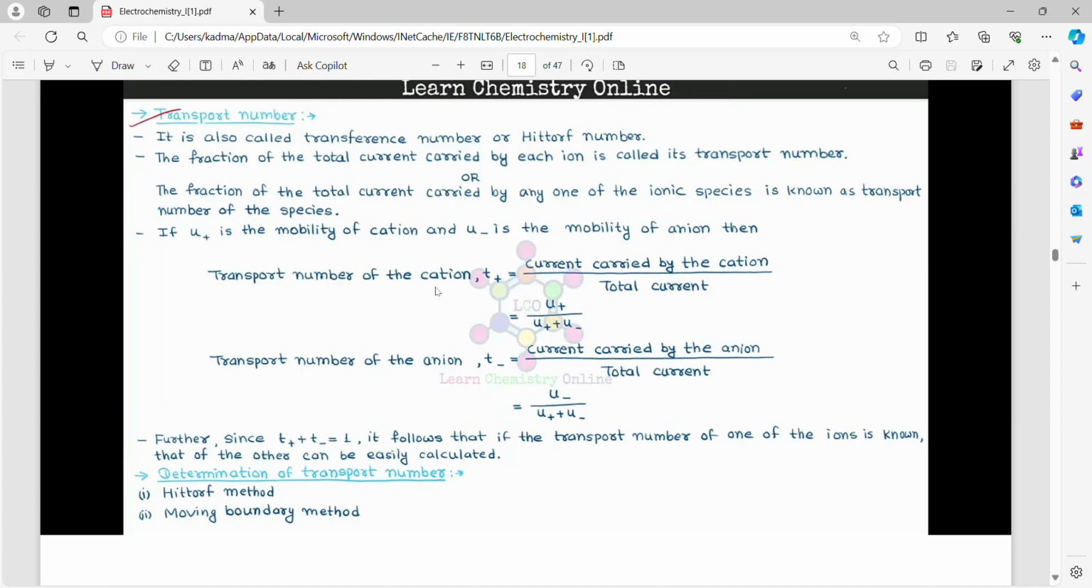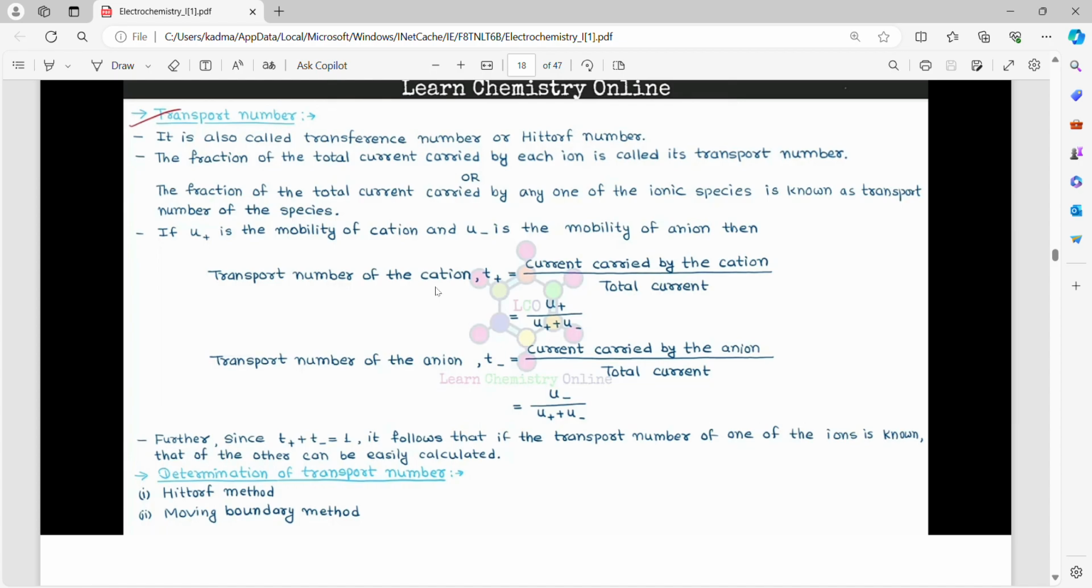Transport number of the anion, T-, is equal to the current carried by the anion by total current, U- by U+ plus U-. Further, since T+ plus T- is equal to 1, it follows that if the transport number of one of the ions is known, that of the other can be easily calculated.